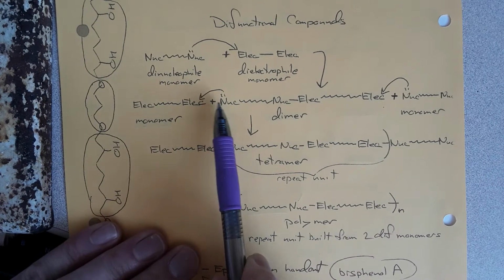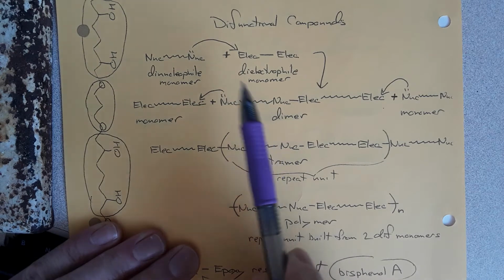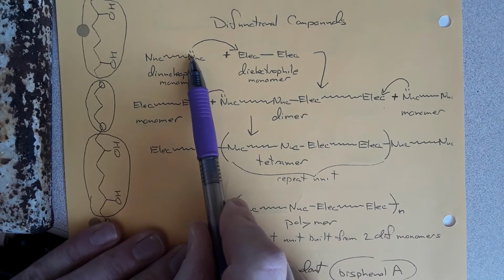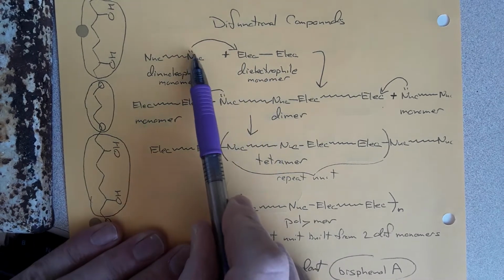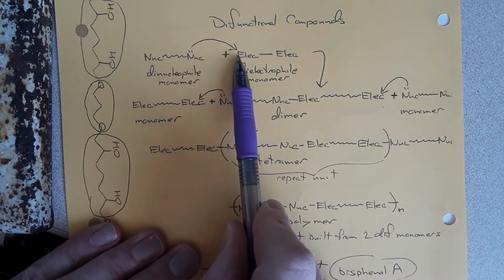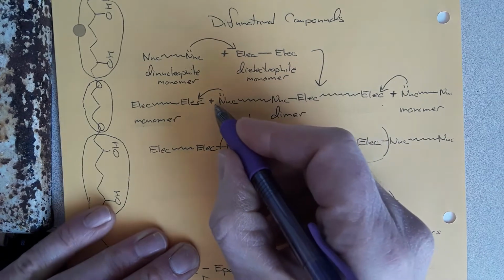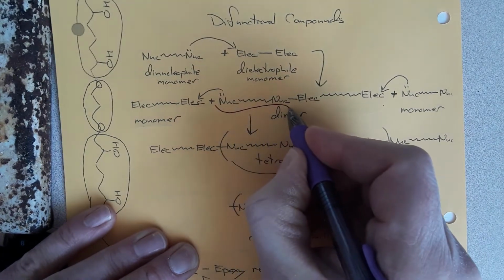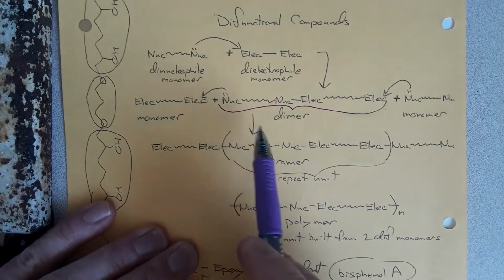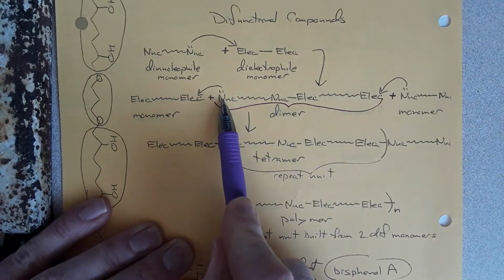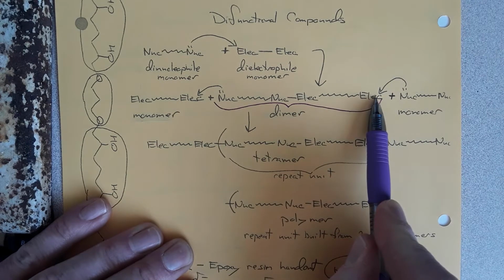So here I have lined up a dielectrophile next to a dinucleophile, and actually what I started out doing here is showing you one monomer reacting with the other monomer, the dinucleophile forming a bond to the dielectrophile. And so I have formed this dimer that has the dinucleophile now covalently bonded to the dielectrophile. So now we have this dimer that at one end has a nucleophile that could react, and the other end has an electrophile that can react.